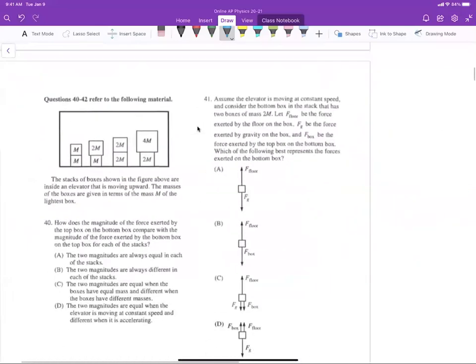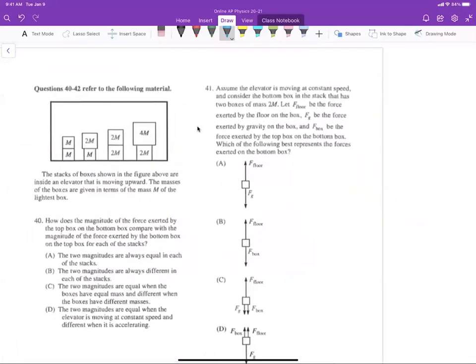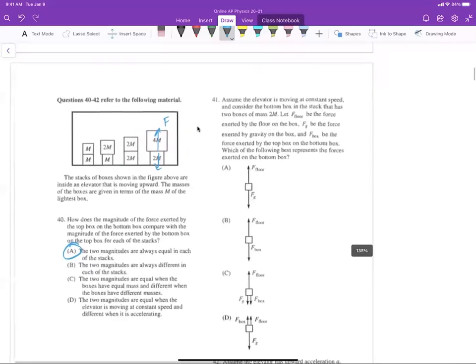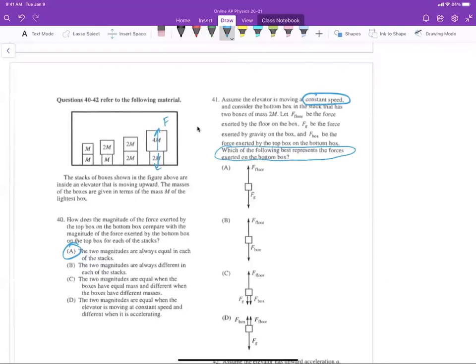We've done this one in class. They wanted to know about the magnitude of the force on the top box from the bottom box in all cases. These are Newton's third law pairs, so no matter what, those two forces will be equal to one another, whether we are accelerating or not, in every case. This situation is such now that we're moving at a constant speed. We want to know which of the following best represents the forces exerted on the bottom box. They define what all the things are up here.